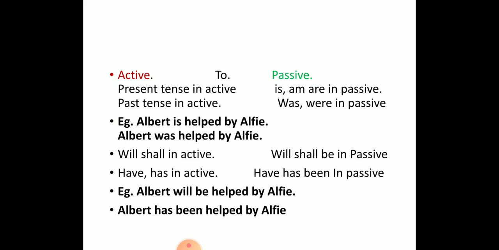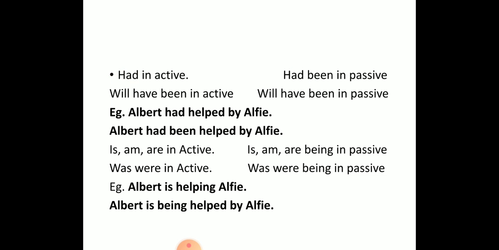Will, shall in active, will, shall be in passive. Have, has in active, have, has been in passive. Example is Albert will be helped by Alfie. Albert has been helped by Alfie. Next, had in active, had been in passive. Will have in active, will have been in passive. Example, Albert had helped Alfie. Albert had been helped by Alfie.